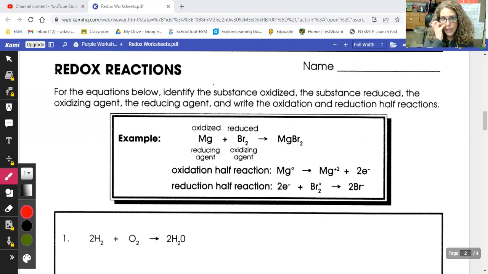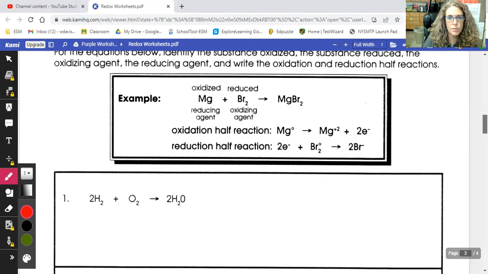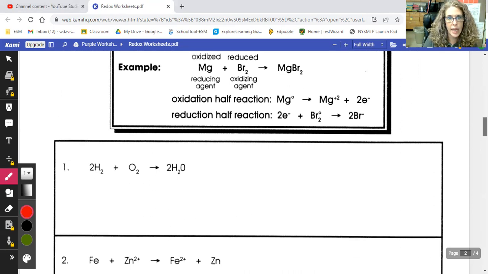Right, welcome to redox reactions. So in this page, we are going to be writing half reactions and identifying the species being oxidized and reduced, and the reducing agent and oxidizing agent. All right, let's get started.